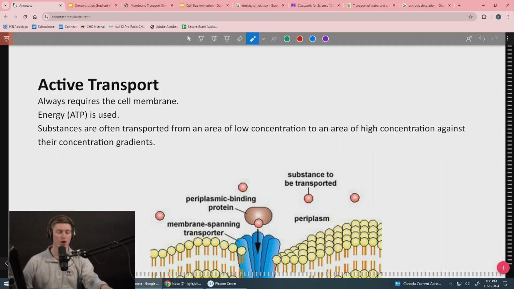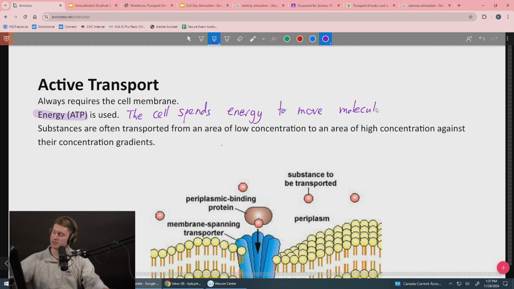Active transport always requires the cell membrane because you need to have a concentration gradient to move against. Active transport always requires energy. The cell needs to spend energy to move stuff. Sometimes I refer to ATP as kind of like the cell's currency. It spends energy to move molecules.